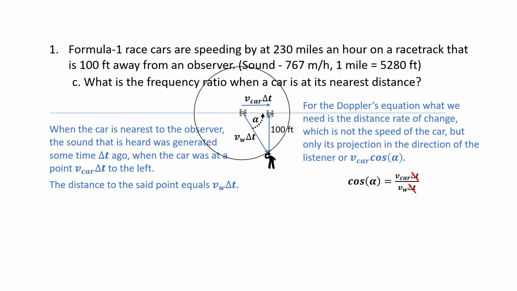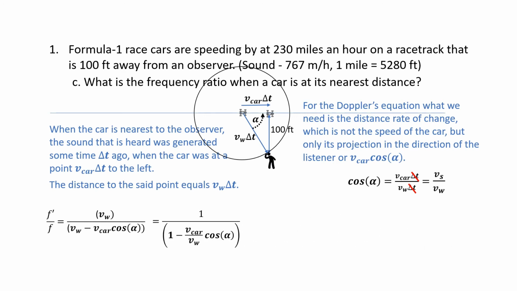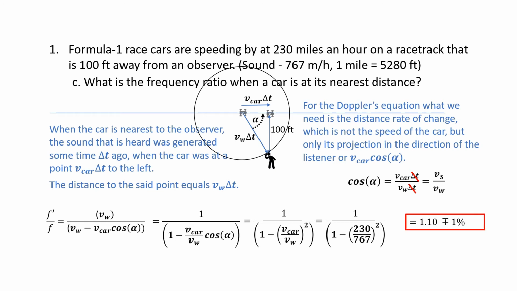And of course the delta t is cancelled. Replacing v sub s in the Doppler equation, dividing up and down by the speed of sound, replacing the cosine by the speeds ratio. Evaluating, the requested frequency ratio is 1.10 plus minus 1%. Notice that it doesn't depend on the distance to the observer.